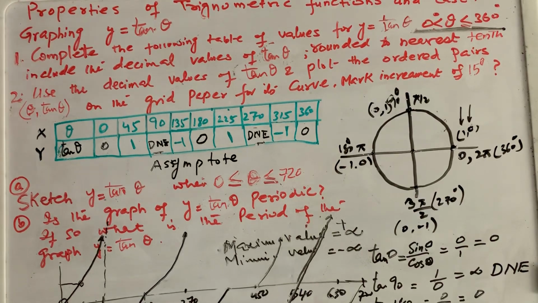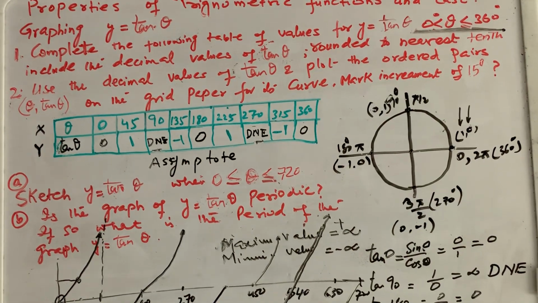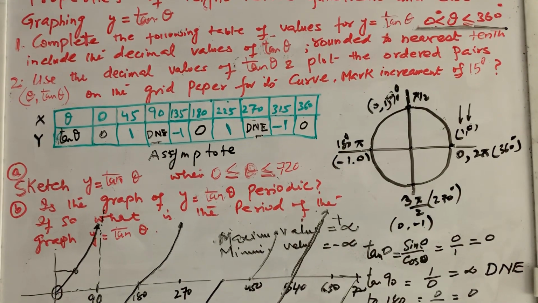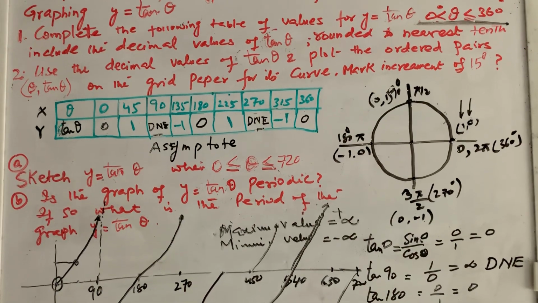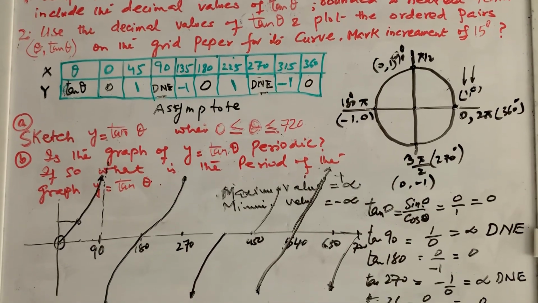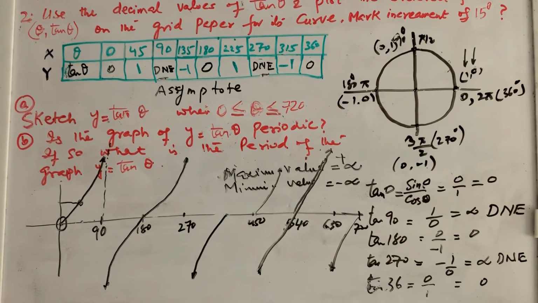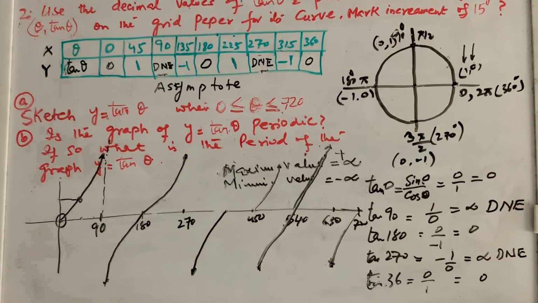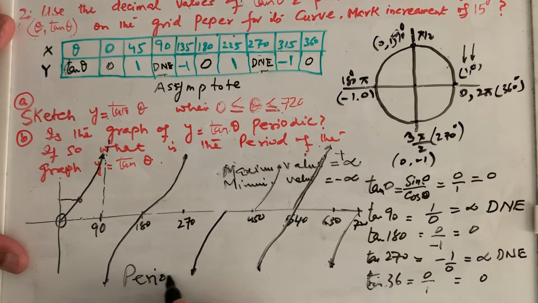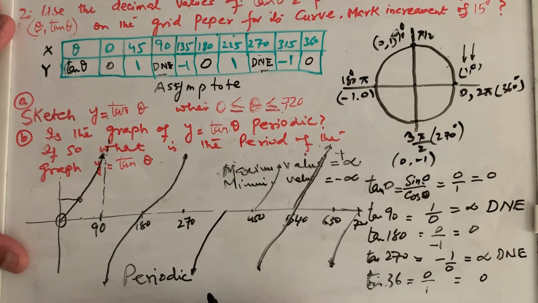So what we understand is that y equals tangent theta is also periodic. So it also repeats itself after a certain interval. So what is the period? Yes, it is a periodic graph. Tangent theta is also periodic, and it repeats itself after a regular interval.